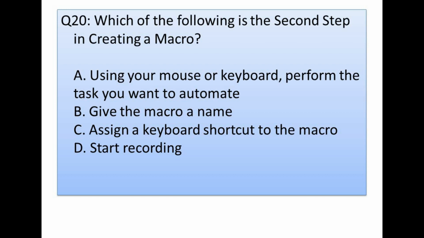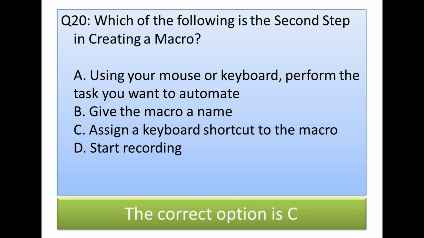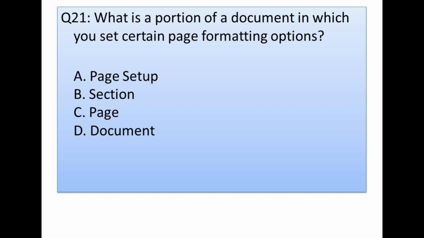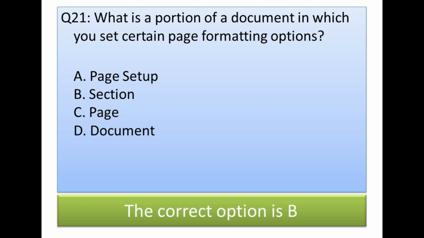Which of the following is the second step in creating a macro? Using your mouse or keyboard, perform the task you want to automate. Give the macro a name. Assign a keyboard shortcut to the macro. Start recording. So the correct option is C. What is a portion of a document in which you set certain page formatting options? Page setup, section, page, document. So the correct option is B.